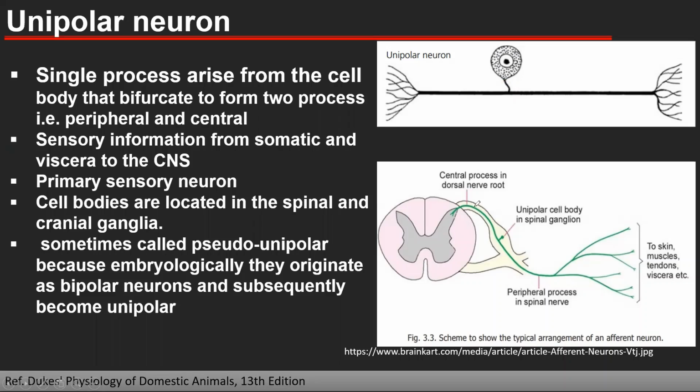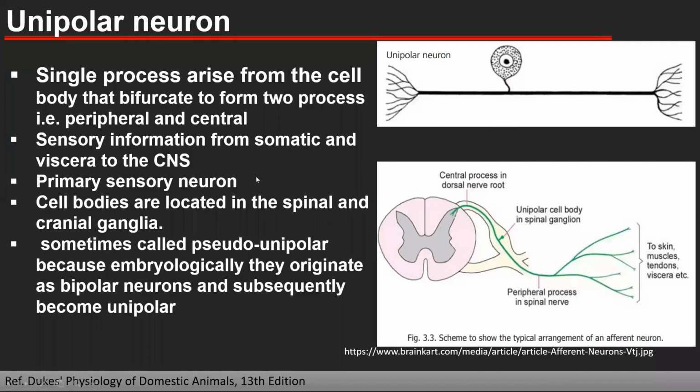Cell bodies are located, we can find them in the spinal ganglia. So in spinal and cranial ganglia, their cell bodies are located. Sometimes these neurons are also called pseudo unipolar neurons because embryologically they originate as bipolar neurons and they fuse together and form the unipolar neuron. So sometimes it is called pseudo unipolar neuron.